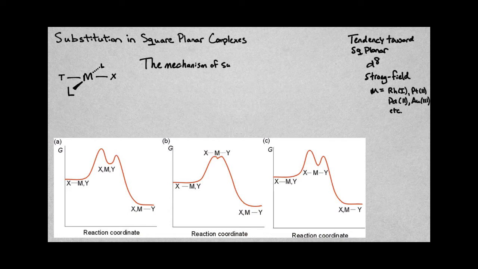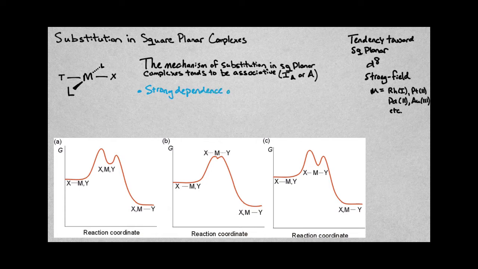The mechanism for substitution in these types of complexes tends to be associative in nature. So in other words, you're going to have an interchange associative or purely associative type mechanism for the ligand substitution.